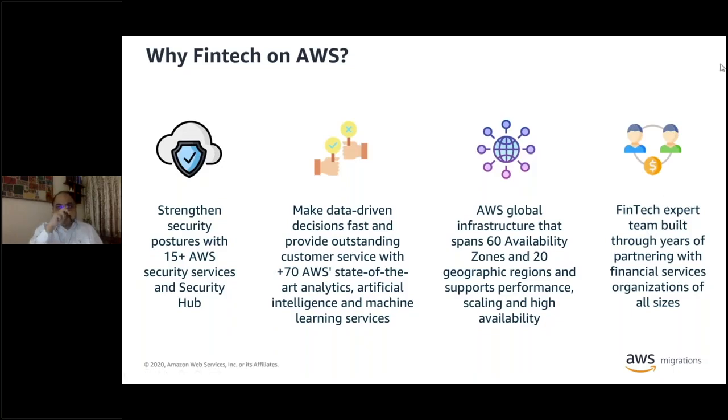And when I say any kind of compliance, the call for a third-party application or a third-party security layer is very limited when it comes to AWS, and for most things you'll find that cloud native will actually suffice. Then, make data-driven decisions fast and provide outstanding customer service. There are 70 plus state-of-the-art analytics, artificial intelligence and machine learning services. AWS has simplified it to such an extent that much of the machine learning or AI stack can be used just by calling a few APIs. For example, take face recognition. This is not something you have to worry about and create a whole stack for.